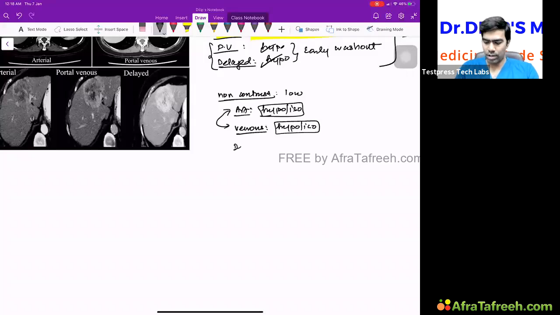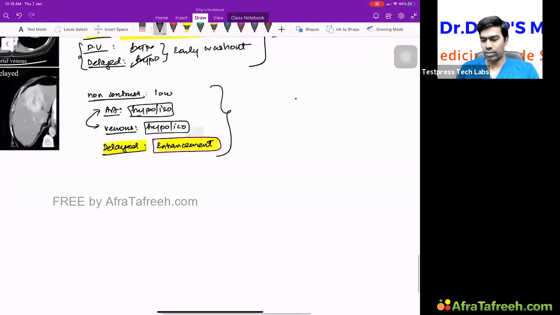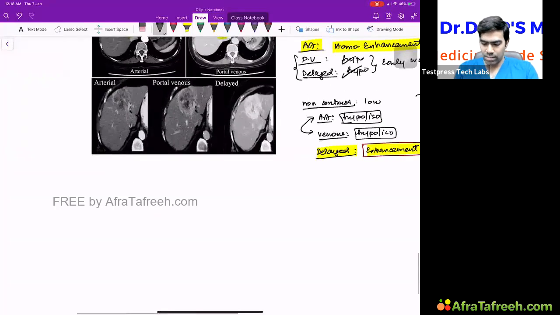That's very, very important here, because otherwise, you might be asking how to differentiate from hemangioma. That's why that point is important. And in the delayed phase, this tumor will show a typical enhancement. Delayed phase enhancement. So whenever they give a tumor that is having a delayed phase enhancement, what is this tumor? So the same thing is applicable here.